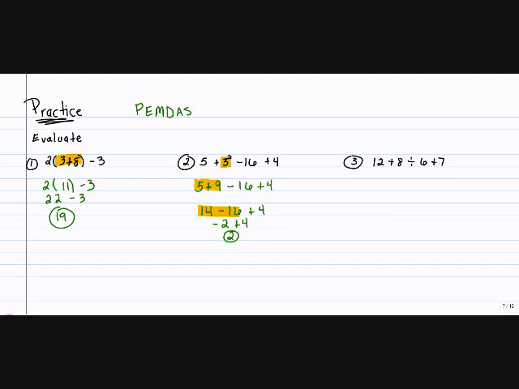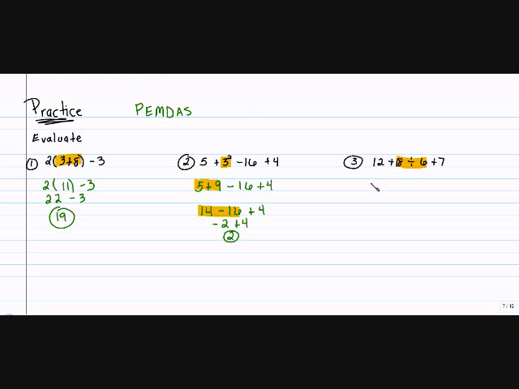Number 3. 12 plus 8 divided by 6 plus 7. I have no parentheses. I have no exponents. But I do have division. Let me see if I wrote that down correctly. And I did not. That's supposed to be an 18. Okay, that's going to be a lot easier to solve.